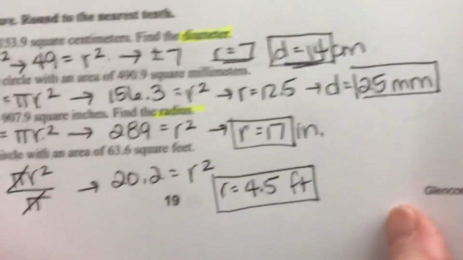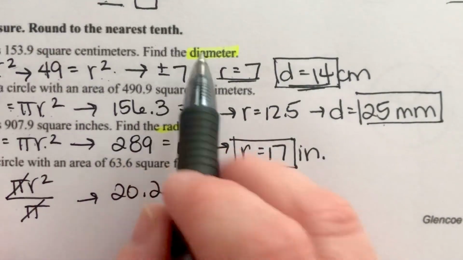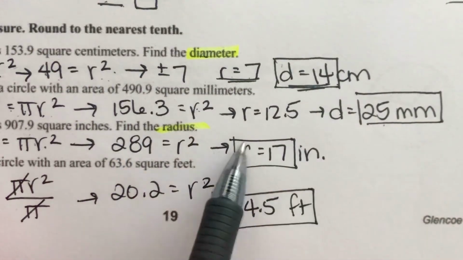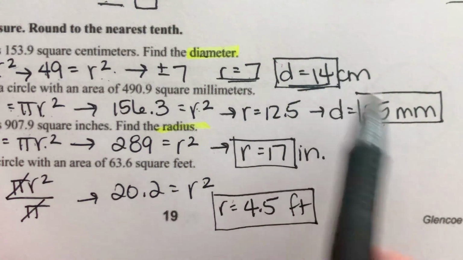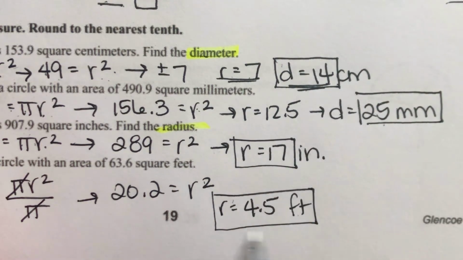Okay, so make sure each answer is giving you what they asked for, whether it's diameter or radius, and make sure each answer has the units of measure at the end. Even if you forget it like I did, you can go back and add it, just don't leave it off.